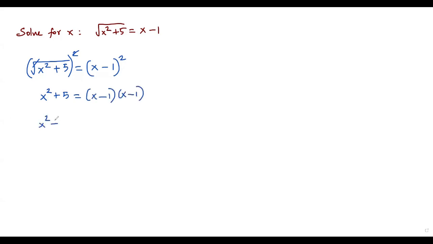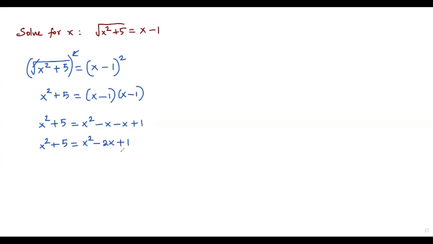Here we have x² + 5 equals, and we can multiply these two binomials using the FOIL method. First, multiply the first terms, x and x, to get x². Now multiply the outer terms, x and -1, which is -x. Now multiply the inner terms, -1 times x, which is -x. Now multiply the last terms, -1 times -1, which is positive 1. So I'm getting x² + 5 equals x² - x - x + 1. When I combine them, I'm getting -2x + 1.